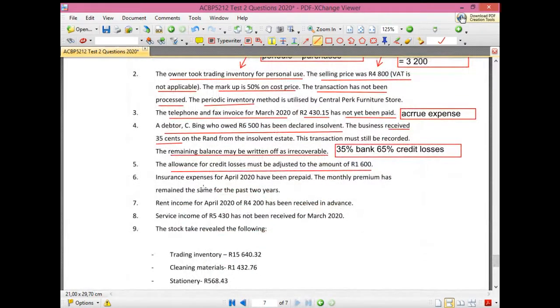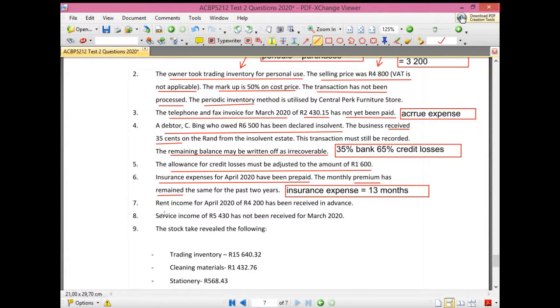Then insurance expenses for April have been prepaid. What that means is I've already paid that amount for April. They tell you the premiums remained the same. So that means my insurance expense is for 13 months. That is how you work out the amount you need to remove. That's why they tell you the amount has remained the same, so that you know it is exactly the same amount. You can just divide it by the number of months it represents.